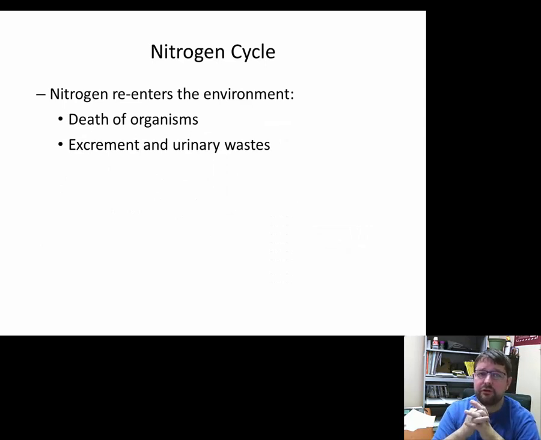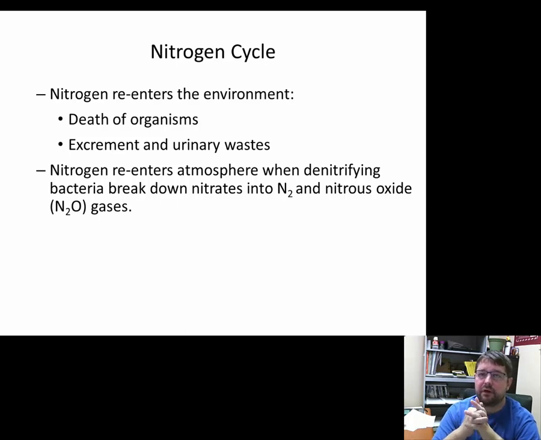So the nitrogen can re-enter the environment in a couple ways. If the plant is not consumed and dies, then microorganisms, decomposers, will decompose the tissue and return the nitrogen into the soil. Then it can be captured again by nitrogen-fixing bacteria, and the cycle keeps going. Otherwise, you can also get the nitrogen cycle returning the nitrogen via excrement and urinary waste, from terrestrial or aquatic organisms, and you get nitrogen back into the cycle that way.